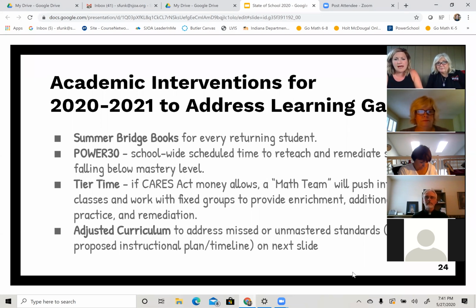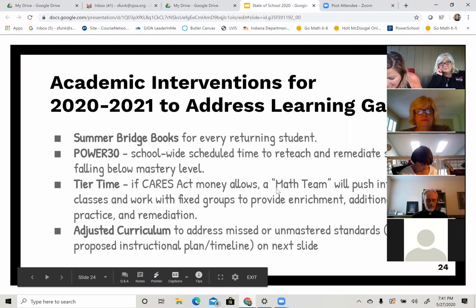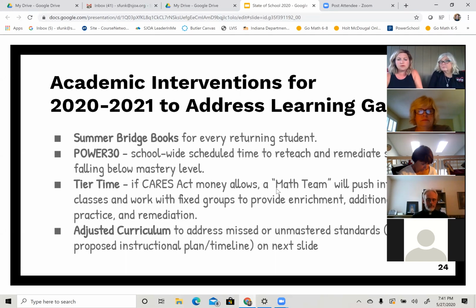If we have CARES money to support it, we're going to have a math team that will push into the math classes. We'll stagger when our teachers teach math in certain grade levels, and that team will work with fixed groups. Aside from differentiating, we haven't been able to really provide a lot of enrichment for our highest achieving students. So this will assist with that, but it will also provide additional practice and remediation for students who are falling below. And then an adjusted curriculum plan, somehow we have to make up for the standards that we missed.